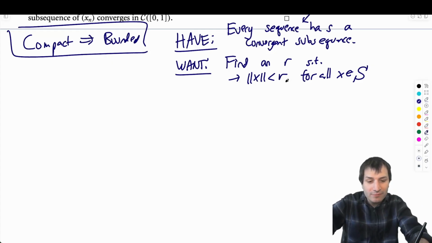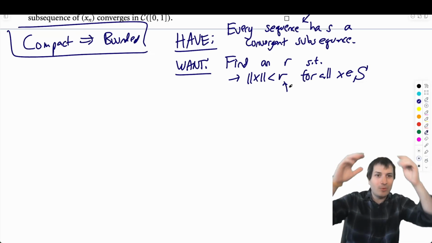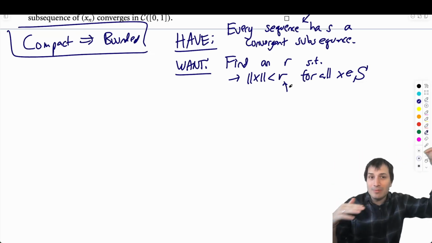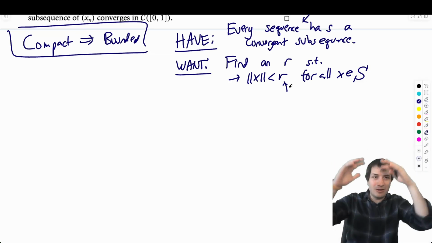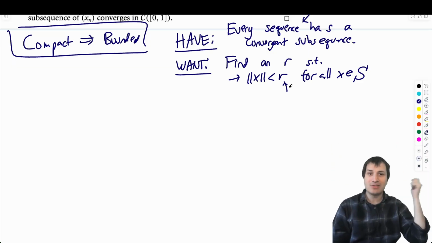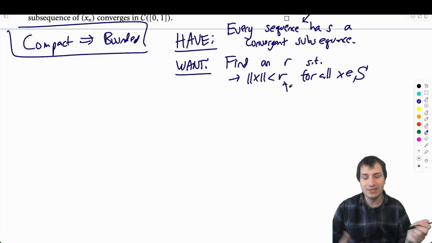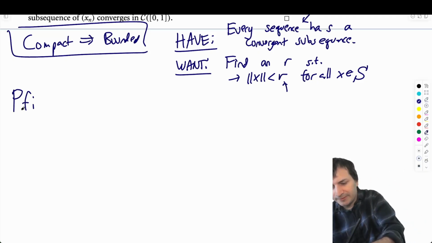Well, if it wasn't bounded, then no matter what R we picked, we would always be able to find something outside of it. And that would make a sequence for us. So by looking at bigger and bigger balls, eventually either they cover everything or we can find a point outside of it. And that's how we're going to build the sequence. So the thing I just said is the sort of idea. Here is the actual proof.